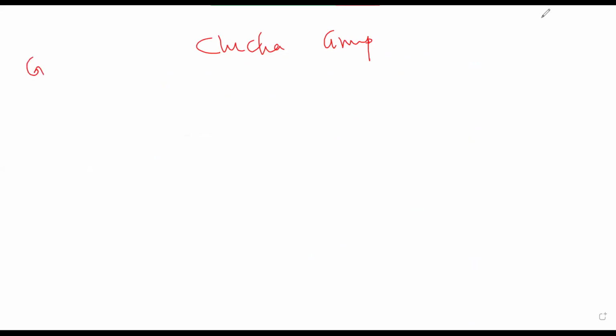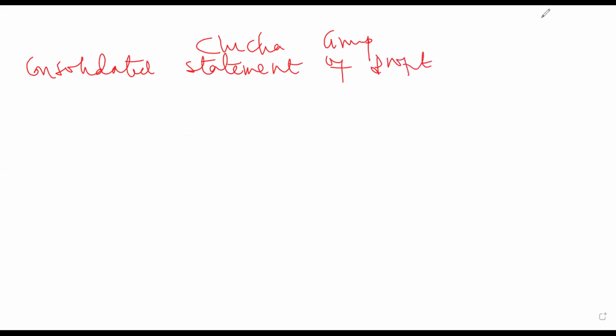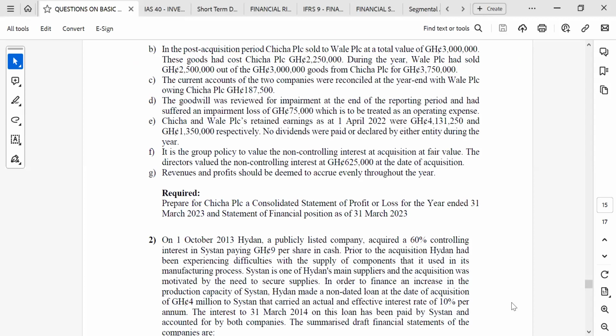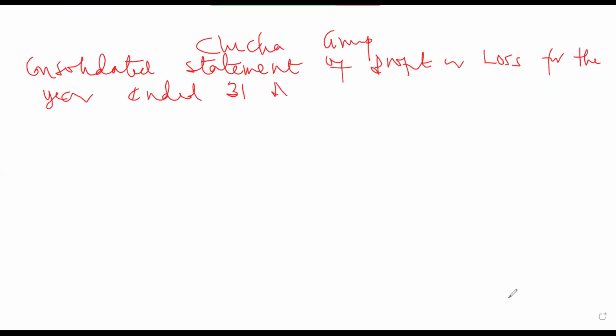Okay, consolidated statement of profit or loss for the year ended. Okay, let's look at the dates there. 31 March. So for the year ended 31 March 2023.